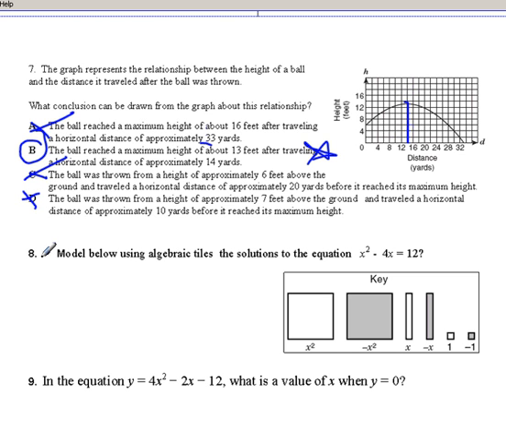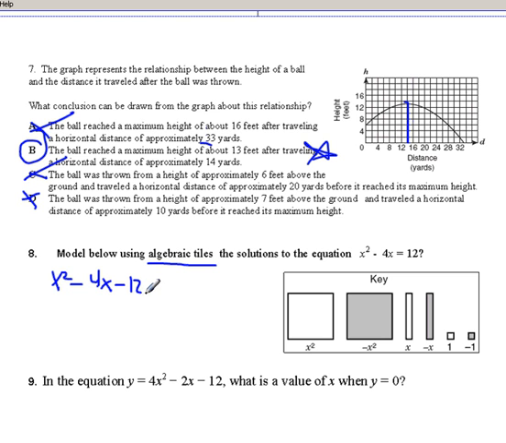Okay. Number 8. Here's your algebra tiles. Algebraic tiles. The solutions to the equation x squared minus 4x equals 12. Oh, okay. So we need to draw a picture here. Model below using algebra tiles. The solutions to the equation x squared minus 4x equals 12. So let's subtract that 12 from both sides and make it x squared minus 4x minus 12.